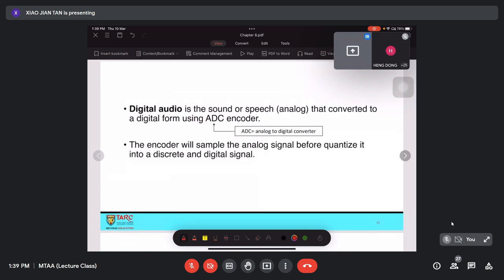Digital audio is sound or speech analog that is converted to digital form using ADC, the ADC encoder, which means the analog to digital converter. The encoder will sample the analog before quantizing it into a discrete, digital signal. So first of all, you need to perform the sampling. Sampling of data is always important, no matter what scale it is, because the sampling of data will directly affect the raw material.